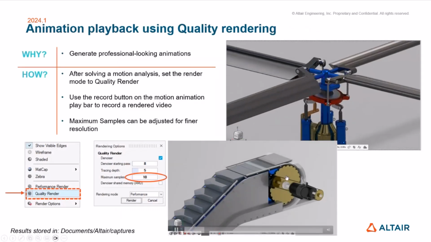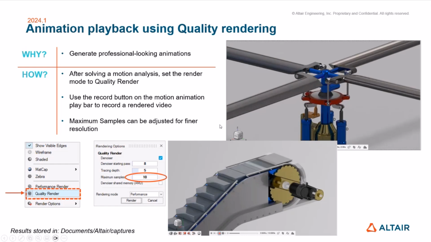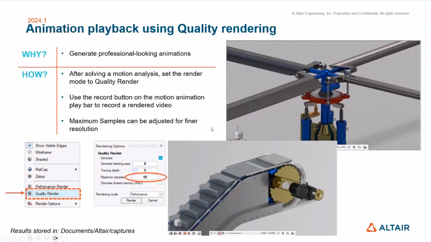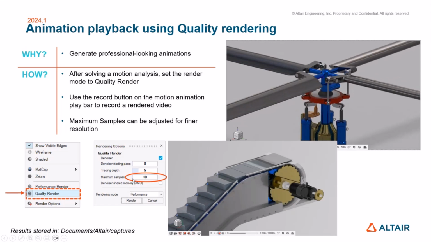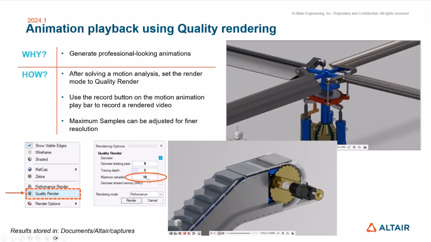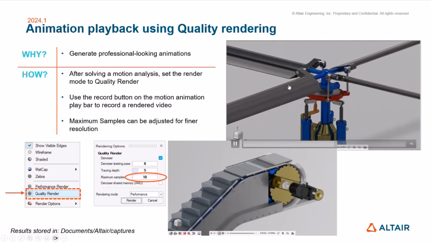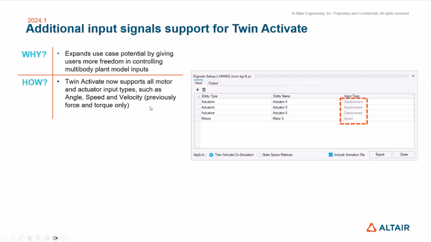Next, we have quality rendering for motion animations. The way this is done today is we write out a video file when we set it to quality render. You can control the resolution of it by changing the maximum samples for the rendering. So you can add some nice images and animations into reports and things like that.